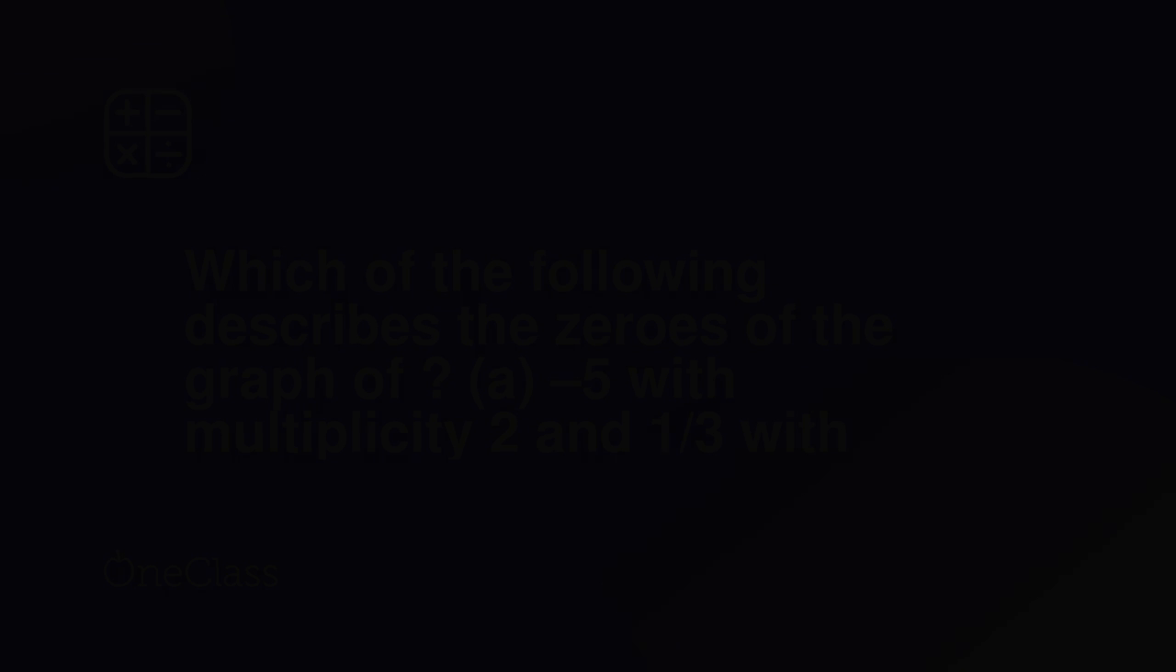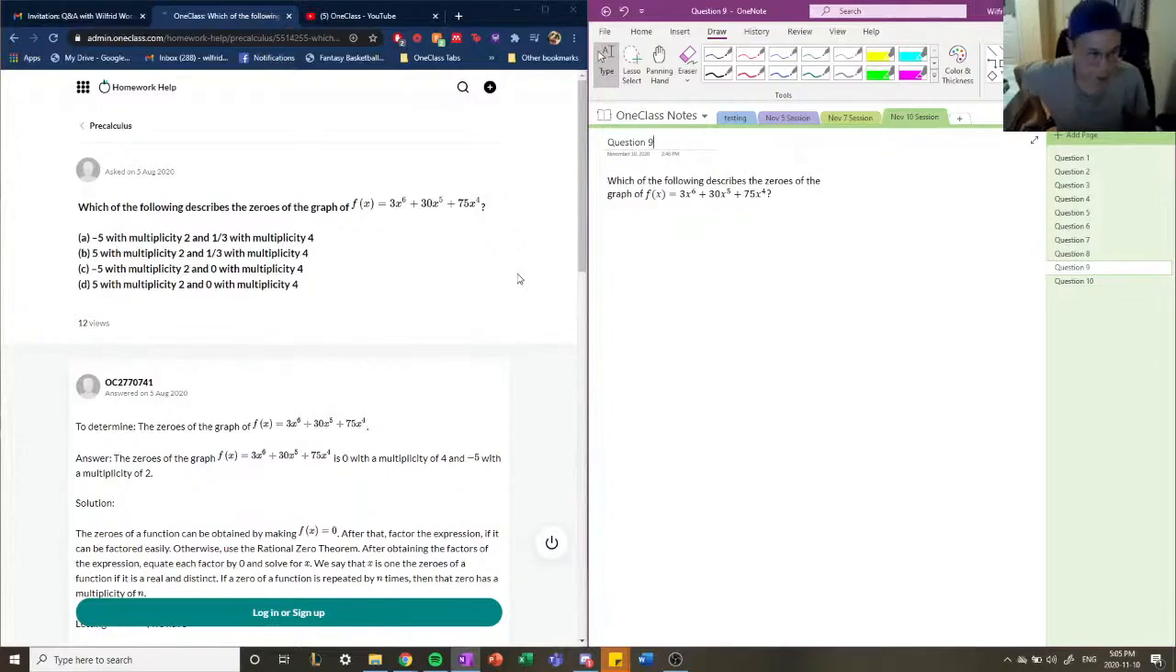Alright, so which of the following describes the zeros of the graph of f of x equals 3x to the power of 6 plus 30x to the power of 5 plus 75x to the power of 4? So there's a few things that we want to describe first. So first of all, we want to know what a zero is, okay?